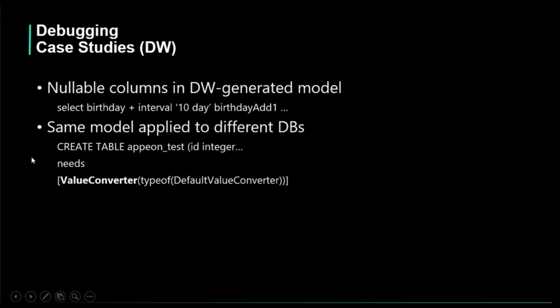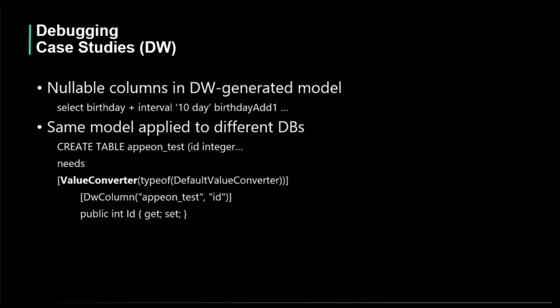So in order to run the same model against different databases, you need to add this value converter directive to the C# model. And the ID will be mapped to int or to number according to the data type.